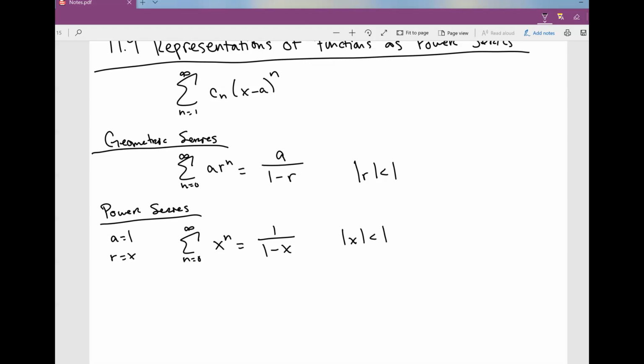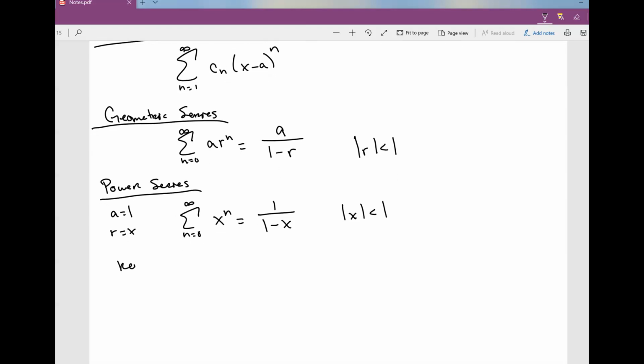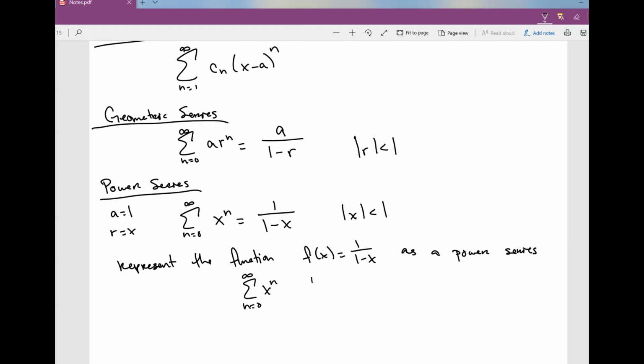So what you can say is that we can represent the function f of x equals 1 over 1 minus x as a power series. That power series will be the sum from n goes from 0 to infinity of x to the power of n, and it will converge when the absolute value of x is less than 1.